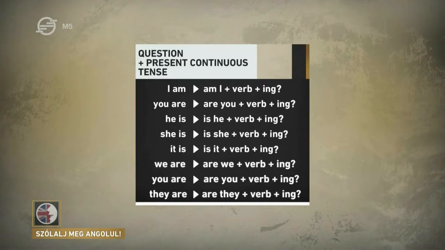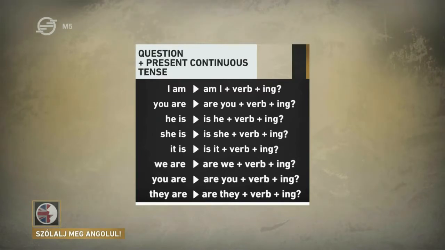And let's hear the plurals. Take another deep breath, and let's do this. We are -ing becomes are we -ing. You are -ing becomes are you -ing. And finally, they are -ing becomes are they -ing. Excellent. That was really good. Well done, all of you.